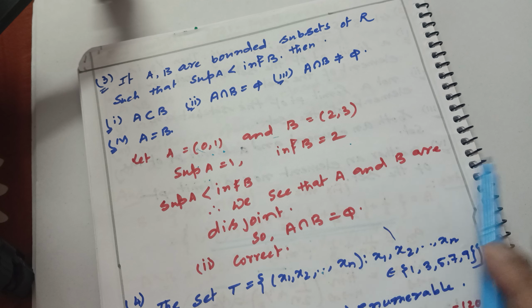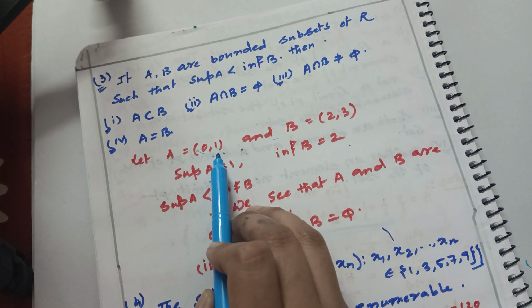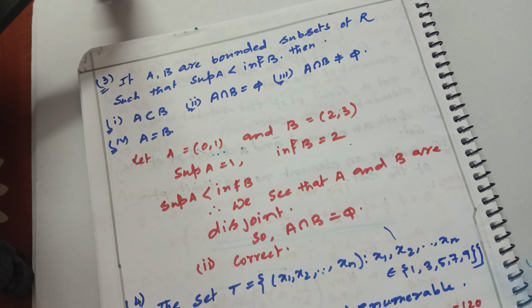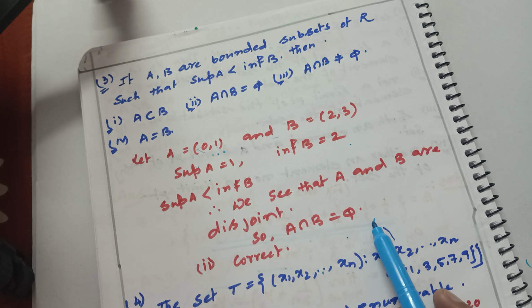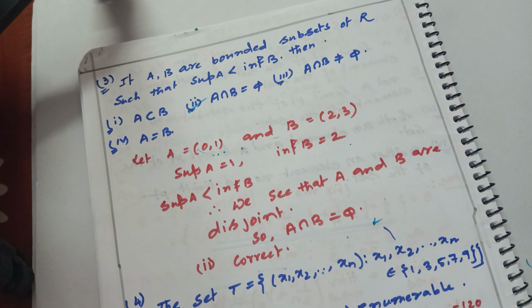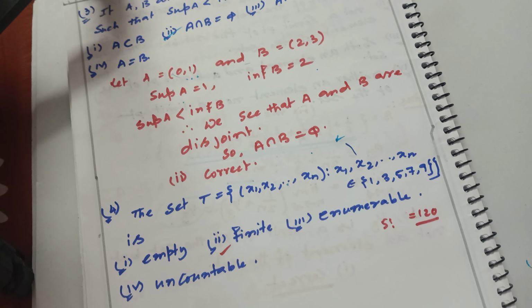Therefore we see that A and B are disjoint. Definitely here the A set is the open interval (0, 1) and the B set is the open interval (2, 3). So A intersection B is equal to the null set. So here the second option is correct. So I hope it is clear.